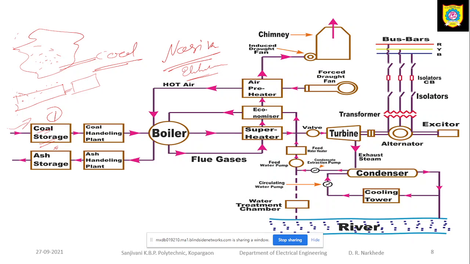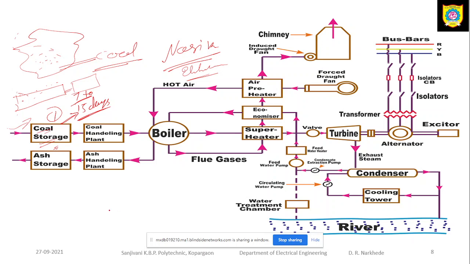So for this reason, we store a small amount of coal at the coal-based thermal power plant. Normally this stock is nearly 15 days, 7 to 15 days. We are going to store the coal which lasts for 7 to 15 days. So in case of emergency, it will act as a backup.